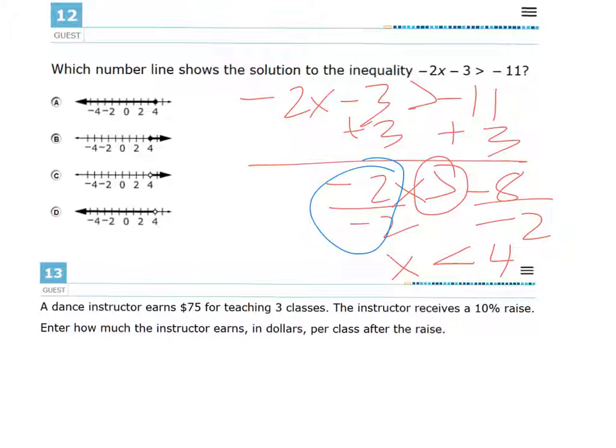So now I'm going to look over here at my answer choices. I automatically know it's not going to be a closed circle, so I can cross those out. And my answer choice ends up being letter D, because my arrow is pointing towards the left.